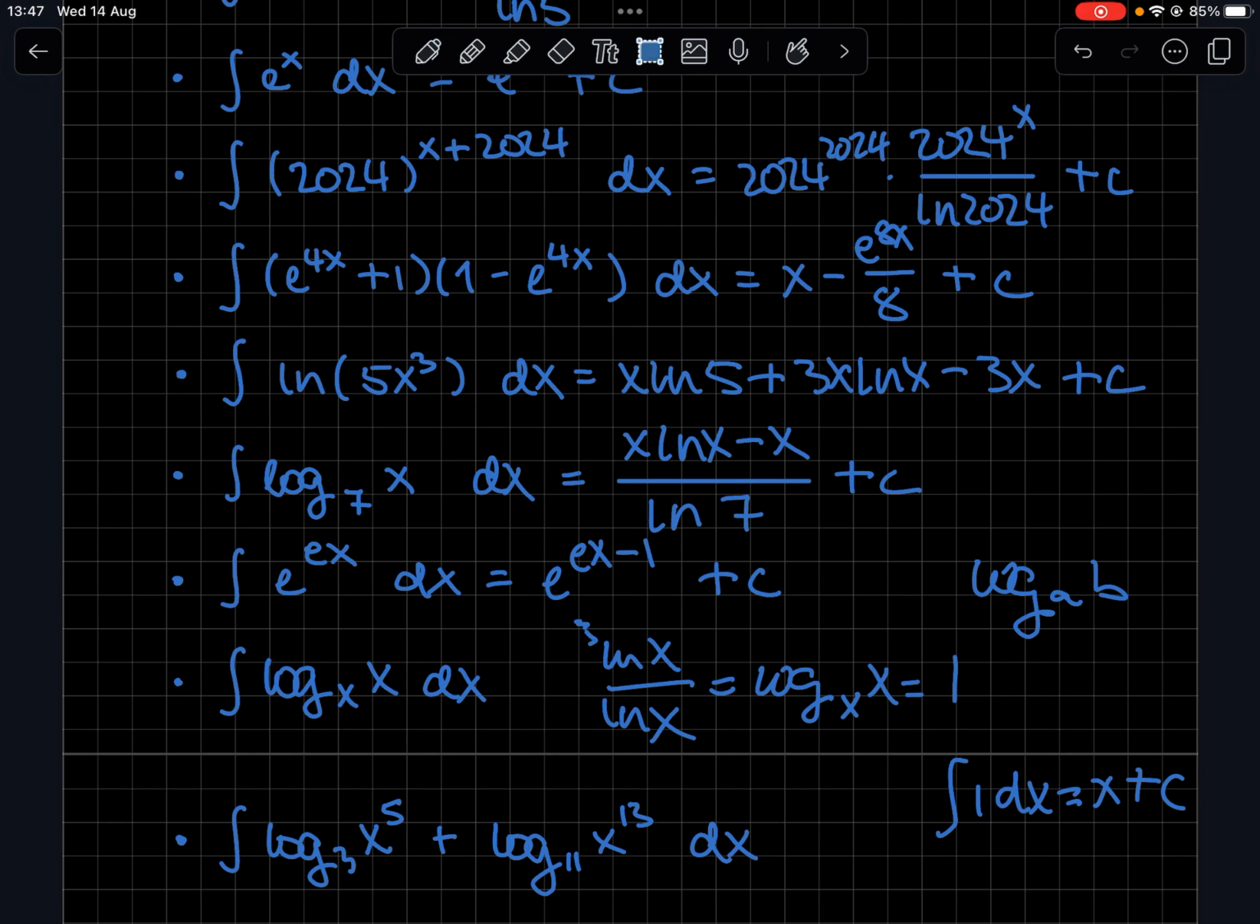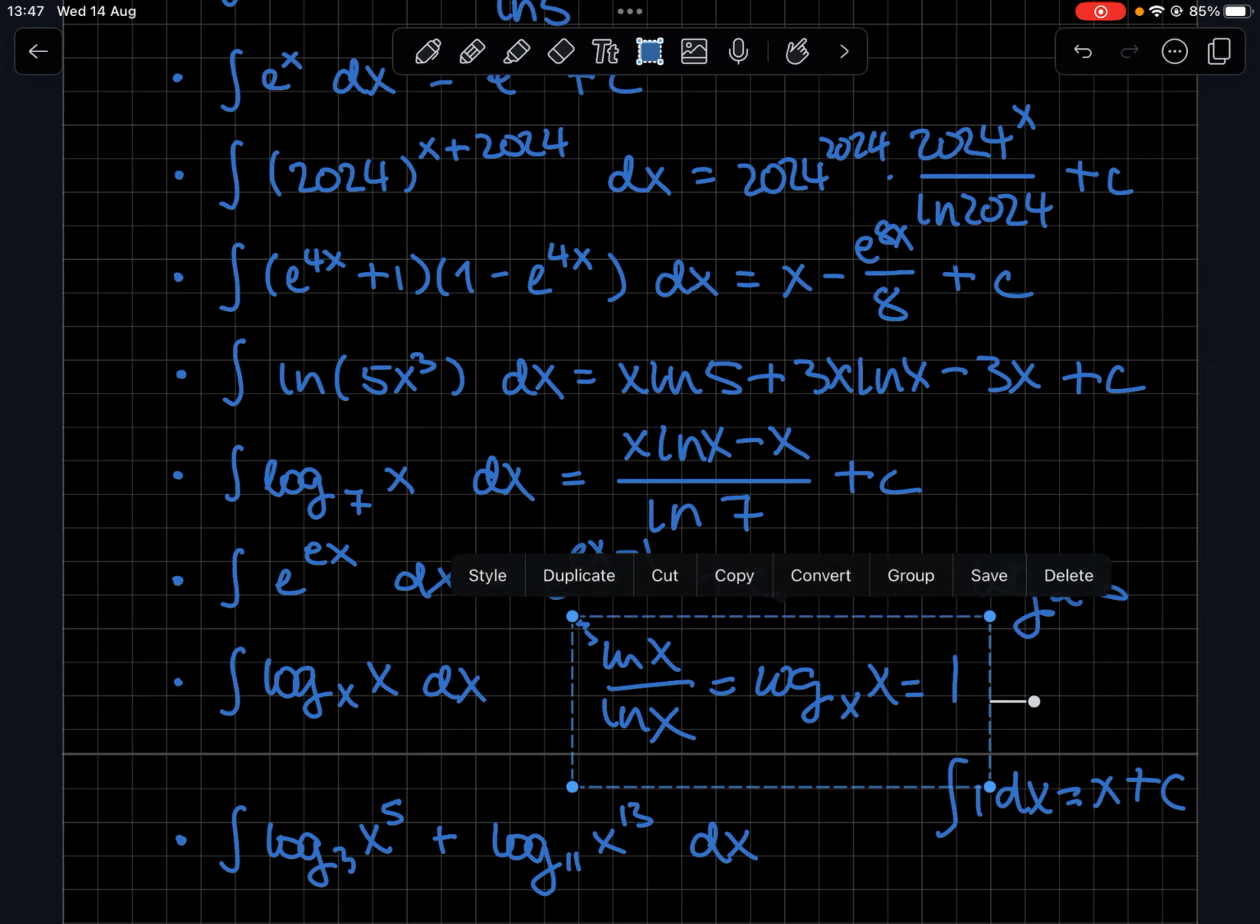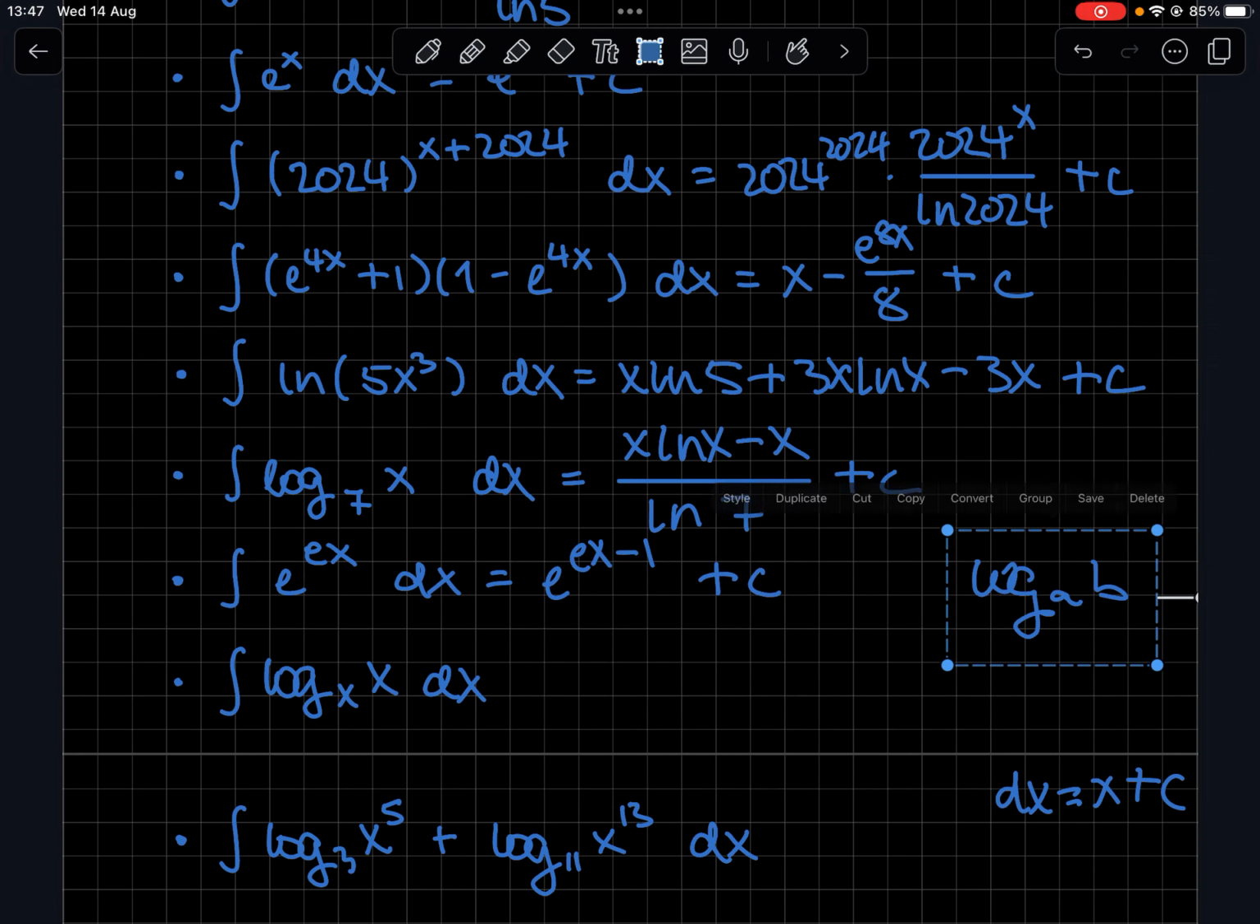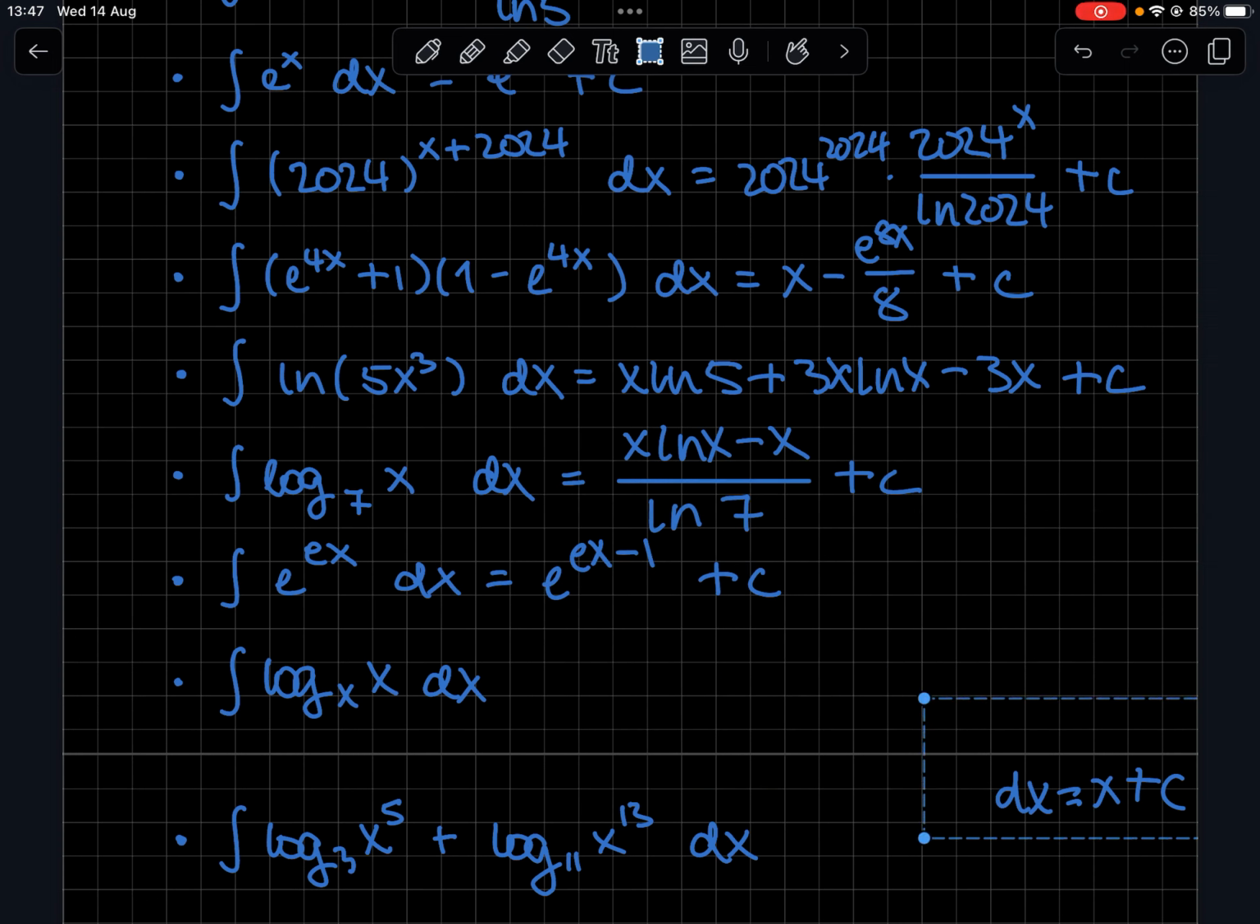So don't always just copy what you had before and adapt it, but actually try to critically think about what the function actually is, and in this case it's just a constant. So we get x plus c.